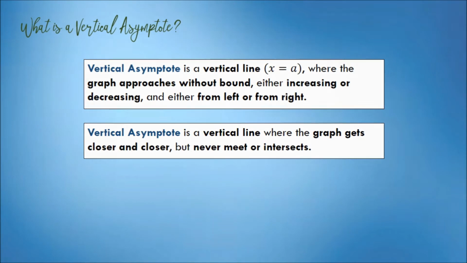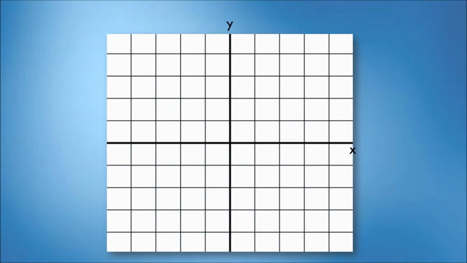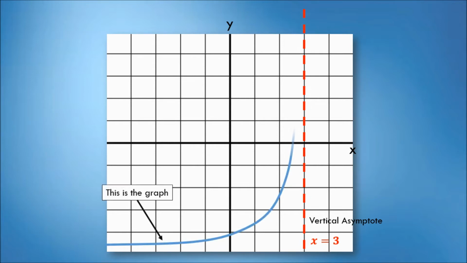Watch the illustrations. This is the illustration of a vertical asymptote. Suppose we have a Cartesian plane. This is the vertical asymptote. It is drawn as a dashed line and labeled as x equals 3, because it is located at x equals 3. This is the graph. It approaches the vertical asymptote, but never meets or intersects. The graph is increasing from left to right.